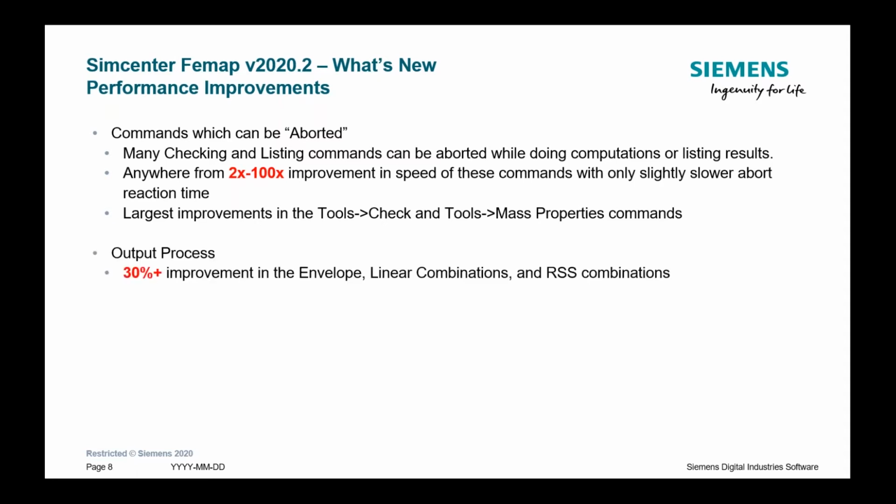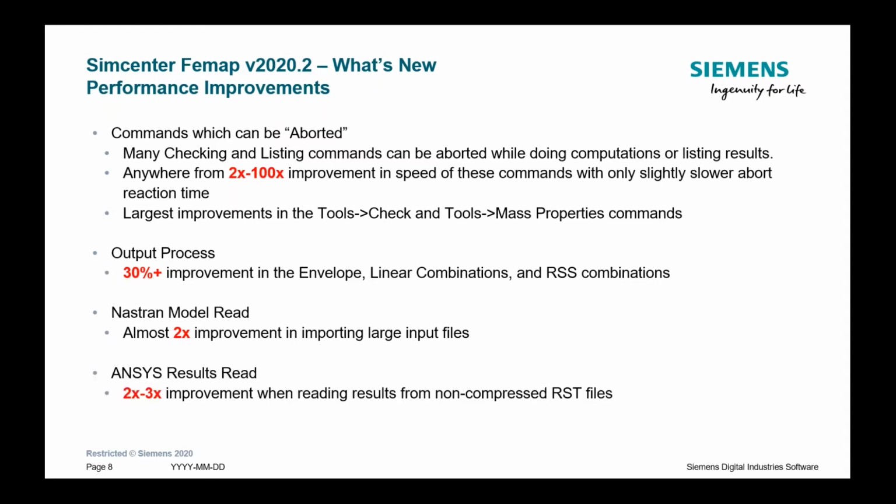If you're using envelope, linear combinations, or RSS combinations, when you're doing output processing, we got about a 30% plus improvement in all of those. Nastran model read, which was already really fast, we improved that by almost 2 times when importing large input files. And for anybody out there using ANSYS, when we're reading the results, we got about a 2 to 3 times speed improvement when reading the results from the non-compressed RST file, so the results file.